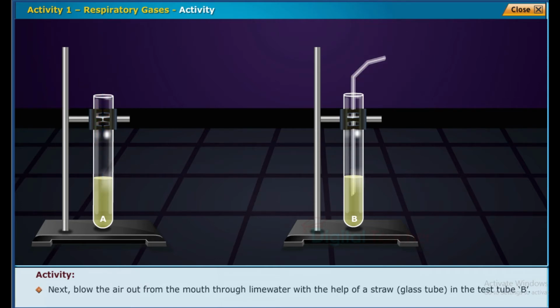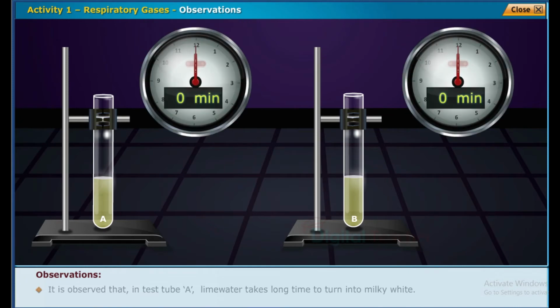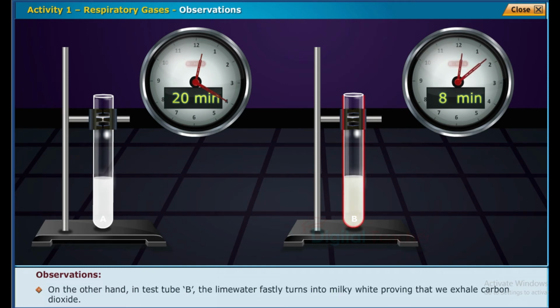Next, blow the air out from the mouth through lime water with the help of a straw or glass tube in test tube B. Now, observe the time taken for lime water to turn milky white in both test tubes A and B. It is observed that in test tube A, lime water takes a long time to turn milky white. On the other hand, in test tube B, the lime water quickly turns milky white, proving that we exhale carbon dioxide.